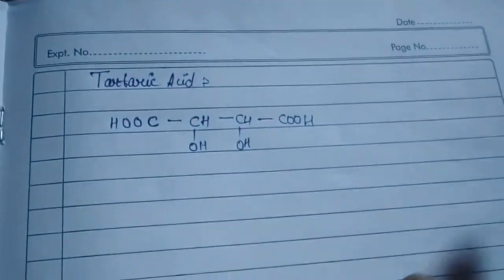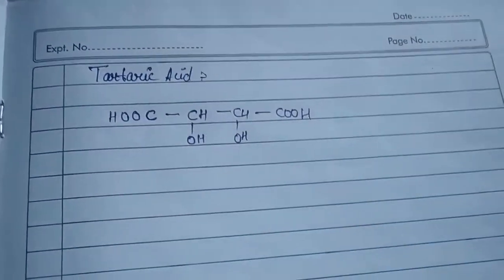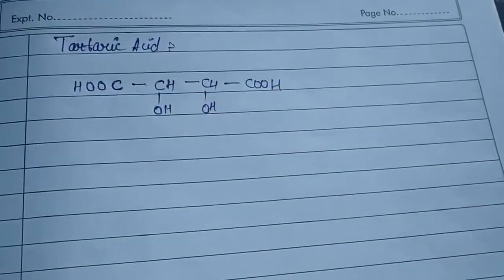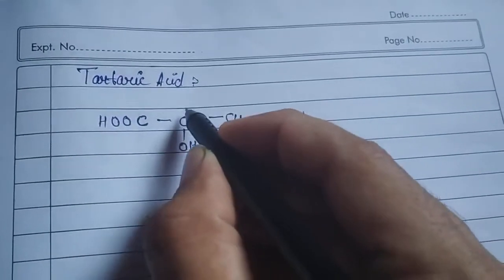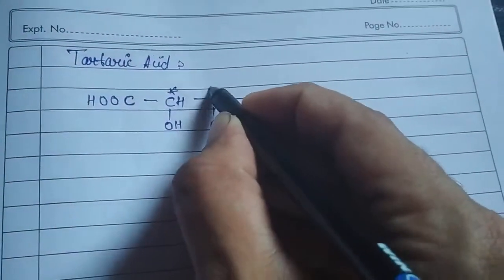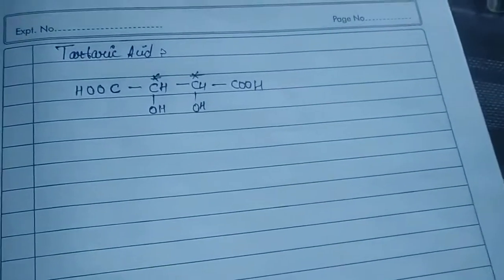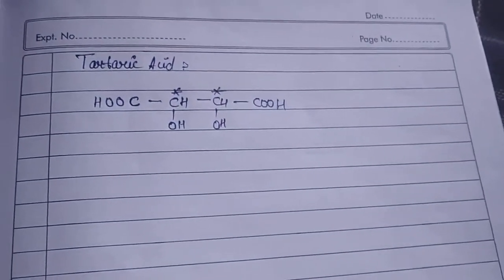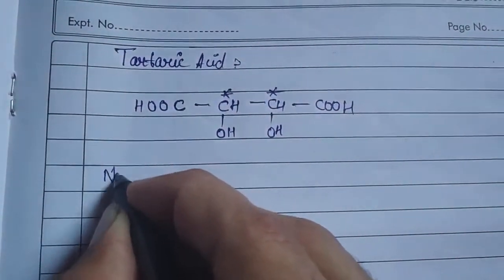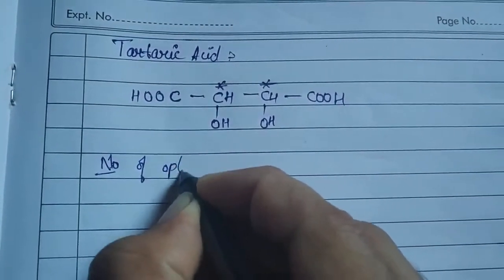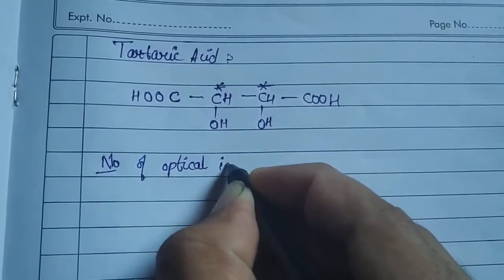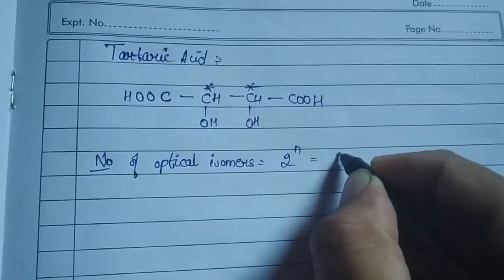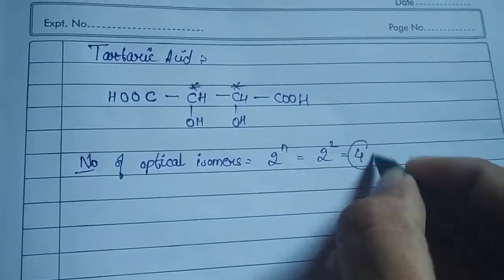Now can you please tell me the number of chiral carbons here? I repeat, what is the number of chiral carbons here? This is one chiral carbon, this is another chiral carbon. So we have two chiral carbons in tartaric acid. Can you suggest the number of optical isomers possible? According to my formula, 2 to the power of n, that is 2 squared, which equals 4.